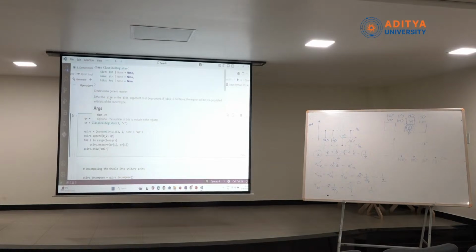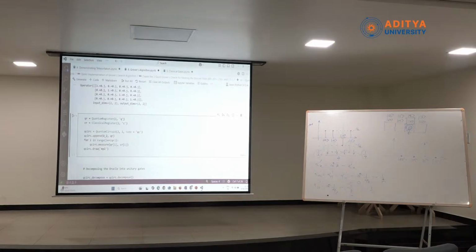Now the constructor is called with what? We need 2 qubits of register and giving a name as Q. So this is a renaming operation. It is not mandatory at all. Now a classical register on 2 qubits. Clear? Now we are assigning QR and CR.